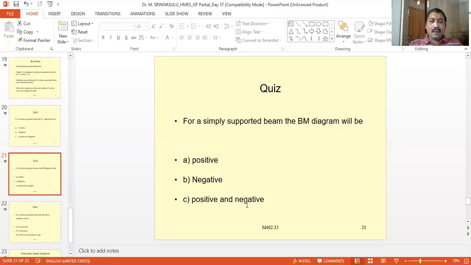Now for a simply supported beam, the BM diagram will be: A positive, B negative, C positive and negative. For the SS beam, the bending moment diagram is always positive. So option A is the correct answer.